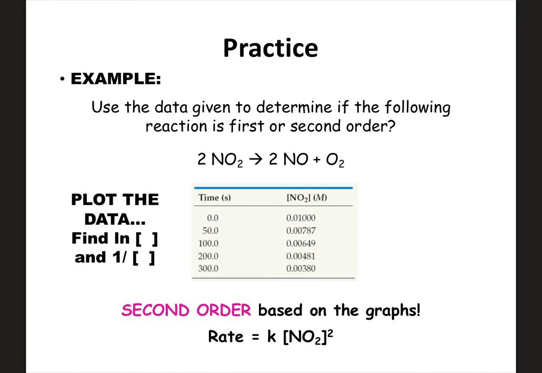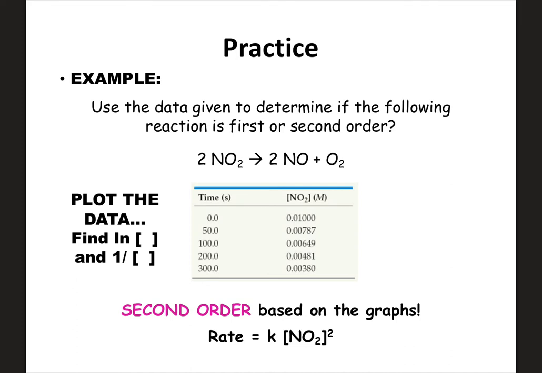That would be a concentration versus time graph. But essentially here, you would have to do the natural log of all the concentrations, get all those numbers, and then plot natural log of the concentration versus time data and see if you got a straight line. And you can do 1 over all the concentrations, get all that data, plot 1 over the concentration versus time, see if you get a straight line to see if it's second order here.